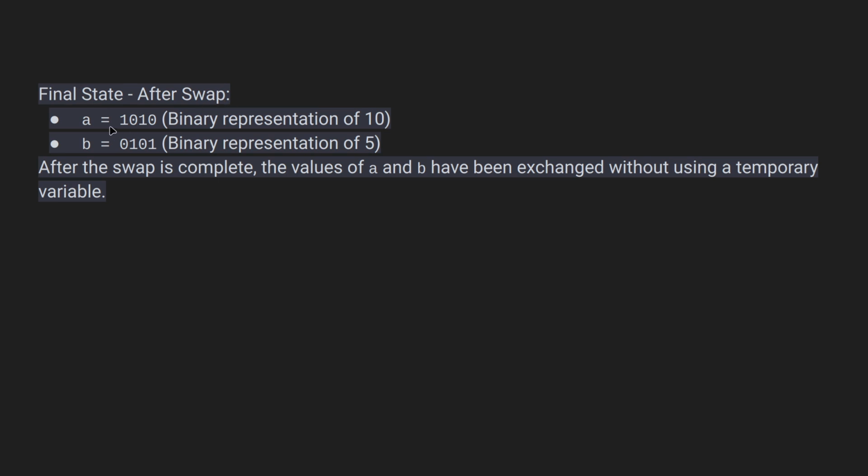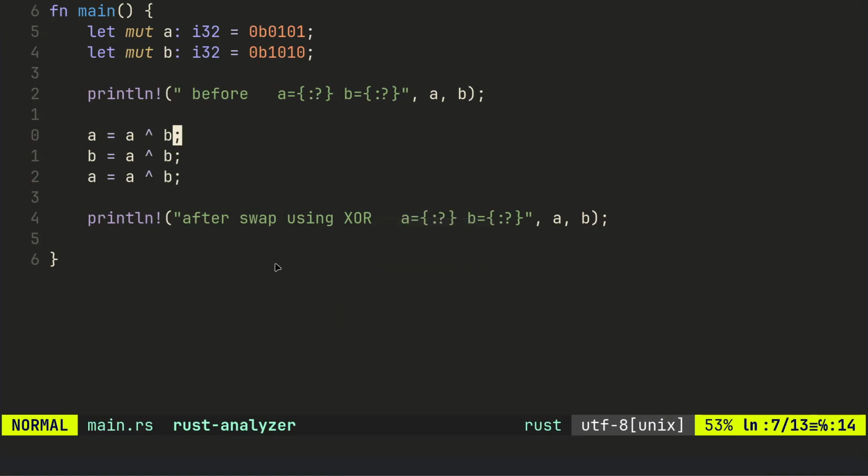So after the swap, A is 1010, B is 0101, which is very cool, I think.